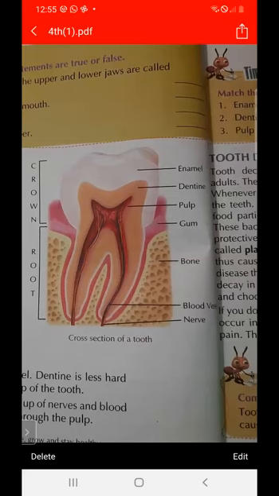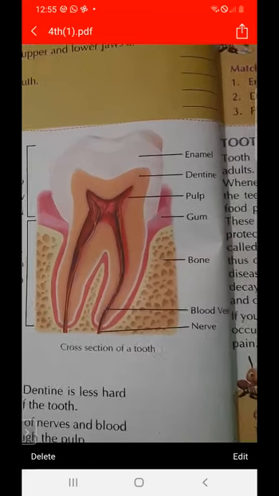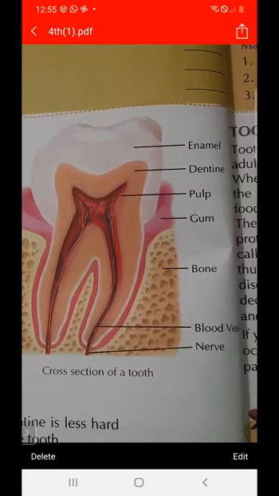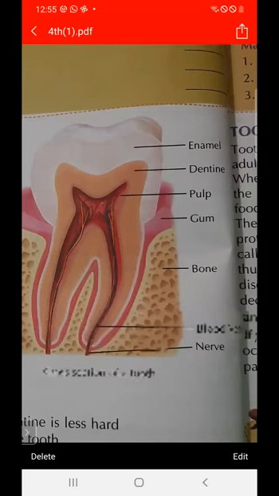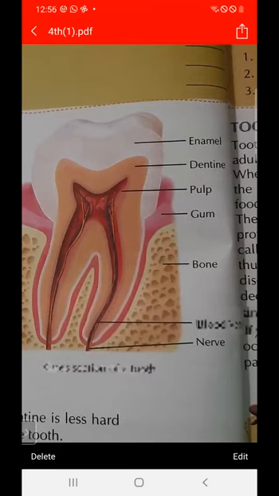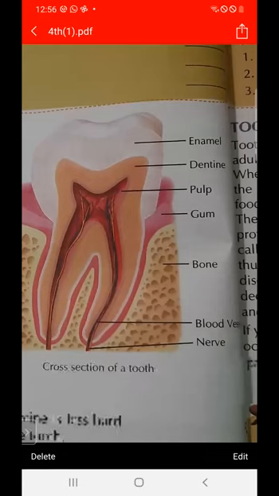And what do you mean by enamel? It is white in color. This is shown in the figure. It is white in color, and it is the hardest substance in the human body. And if it is worn out or destroyed, then we cannot get it back naturally.